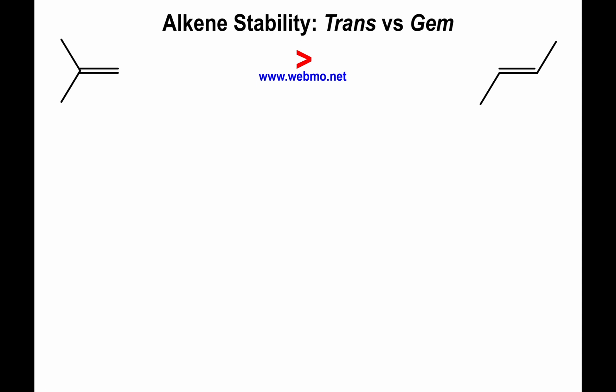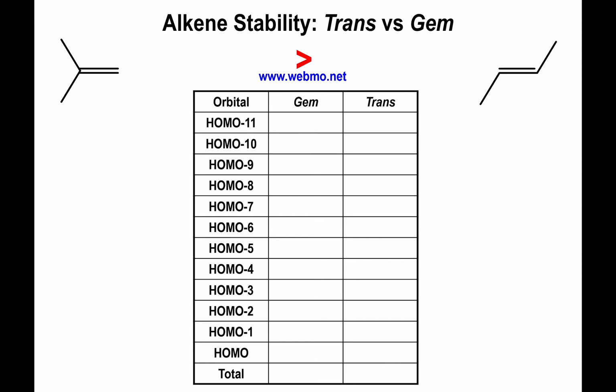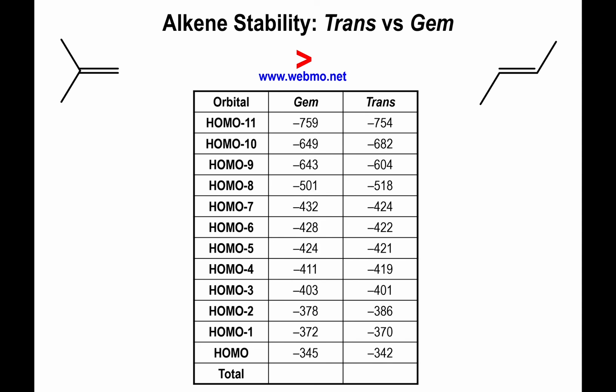And I'm going to use a website known as WebMO that allows you to calculate energies to some decent amount of accuracy. Now, what I basically do in terms of calculations is I look at the molecular orbitals, all the way from the HOMO, the highest occupied molecular orbital, down to the lowest energy orbital, which in this case is 11 orbitals below the HOMO. And I simply write down the energies associated with them for the geminal configuration and the trans isomer. And if you add up all these energies, it tells you roughly how much energy you have for the molecule. And even in this setup, we find that the geminal and the trans alkenes are very close in energy.